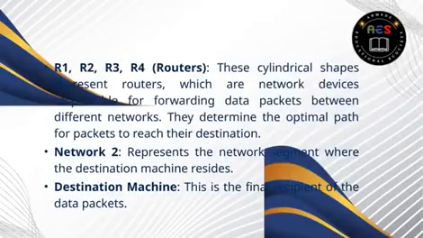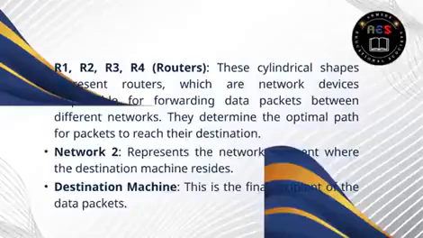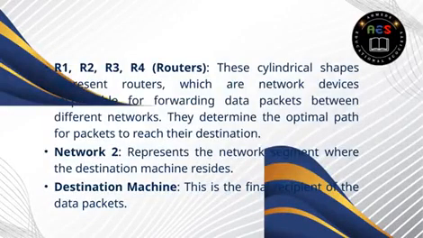Moving on, we see Network 2, which signifies the network segment where the destination machine is located. This is the final destination for the data packets we're examining, and it's crucial that the routing process gets the packets here accurately. Finally, at the end of this path, we have the destination machine. This is where the data packets are ultimately received and processed. It's the endpoint of our data journey.